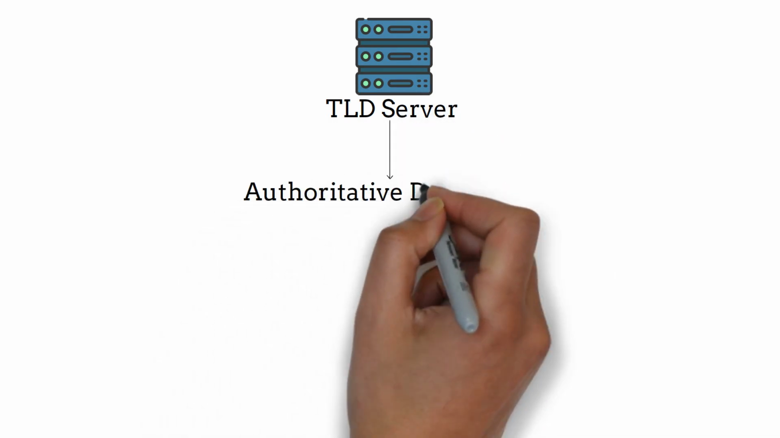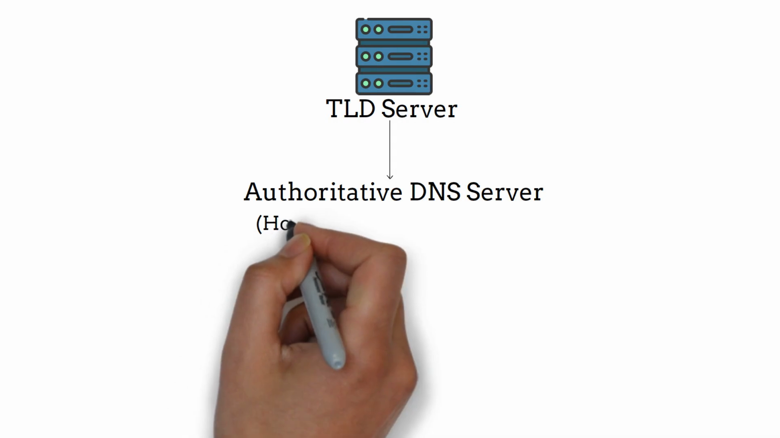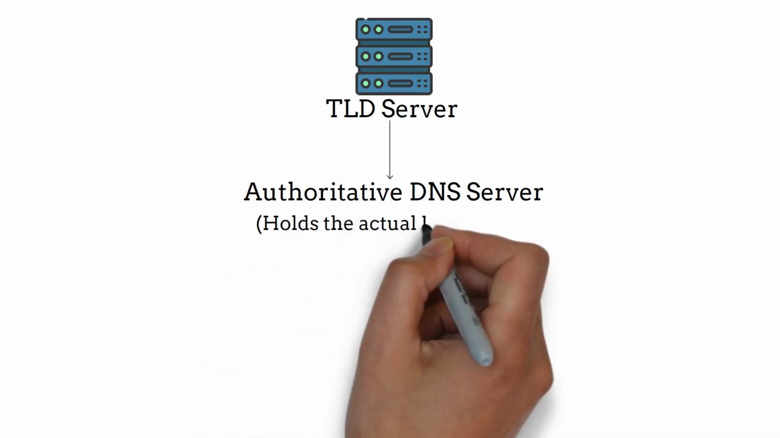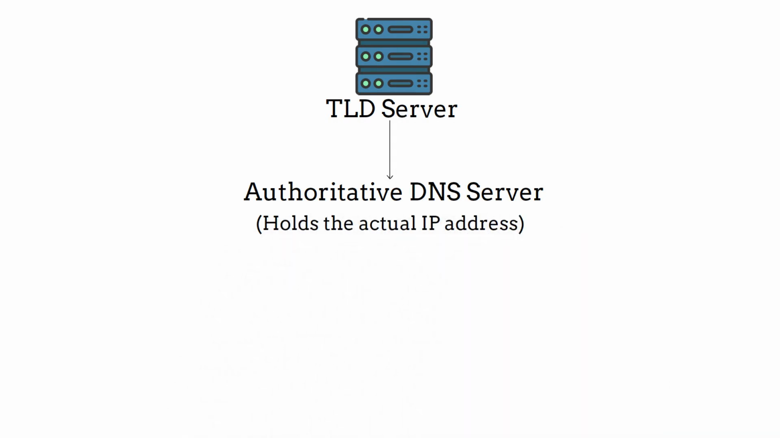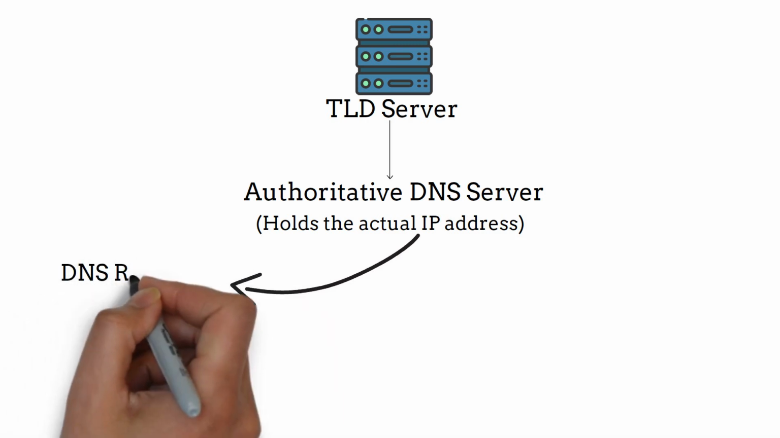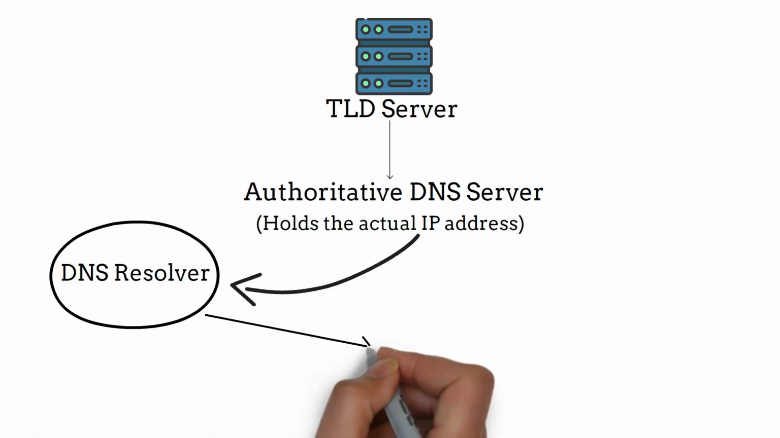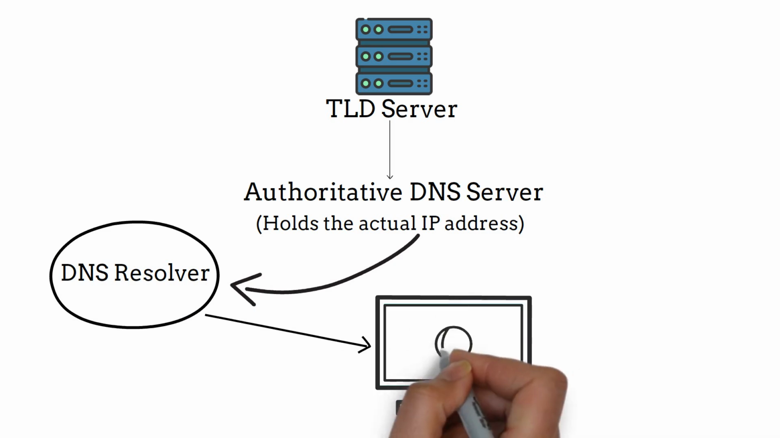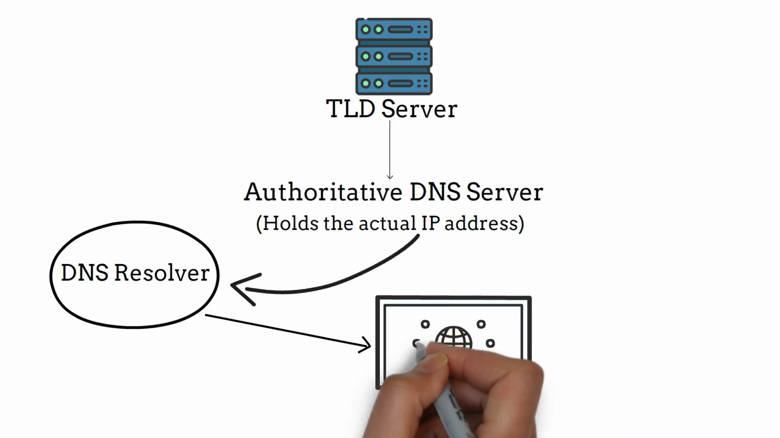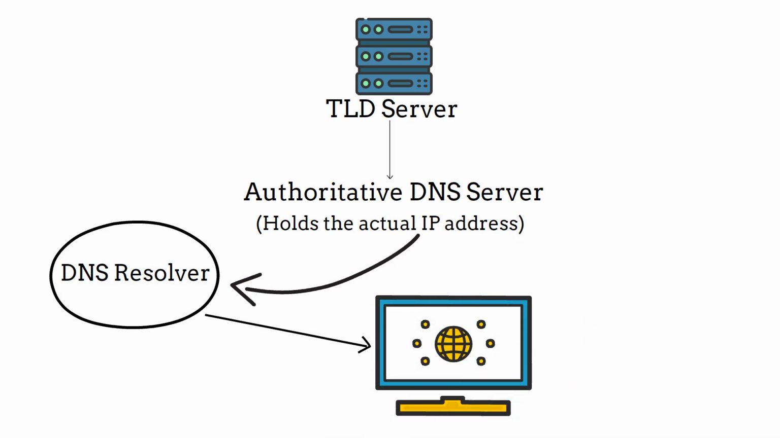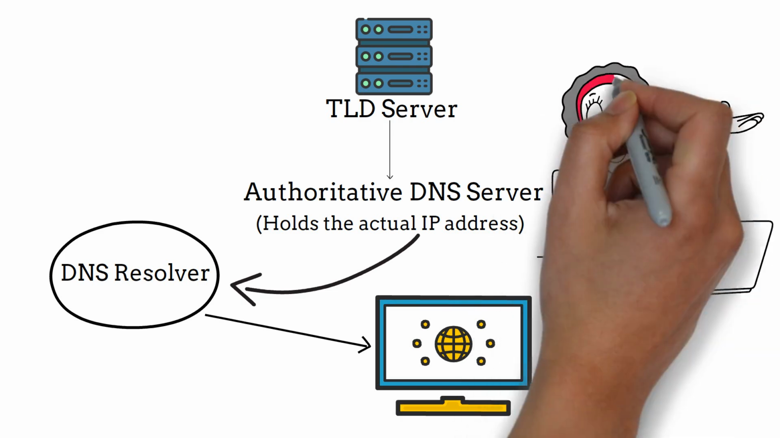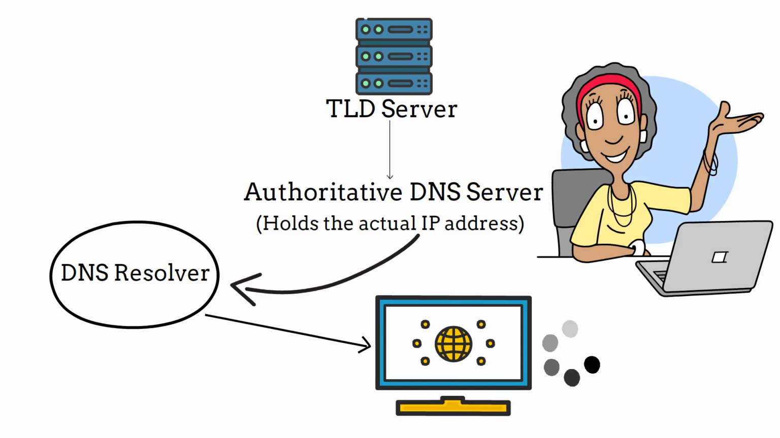Next, the TLD server points the query to the Authoritative DNS server. This server holds the actual IP address for www.example.com. The DNS resolver gets that IP address and sends it back to your browser. Finally, your browser uses that IP address to connect to the website, and boom, the website loads. Pretty amazing, right? And all of this happens in milliseconds.